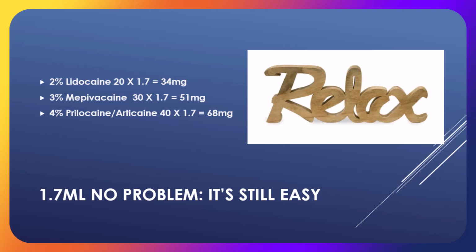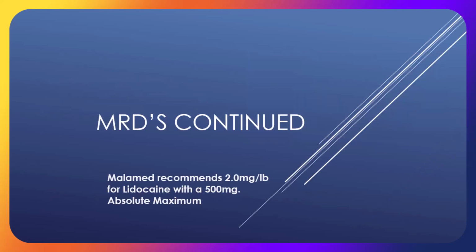If it's 1.7 milliliters, then it's times 1.7. So instead of 36, it's 34. For the 3% mepivacaine, instead of 54, it's 51. For the 4% articaine, instead of 72, it's 68. The maximum recommended doses for local anesthetic have recently changed. I have put a new updated chart in your workbook, so we'll be using that.